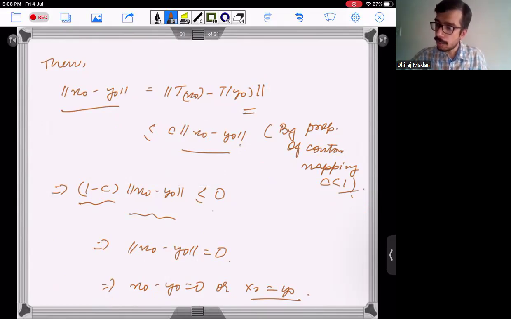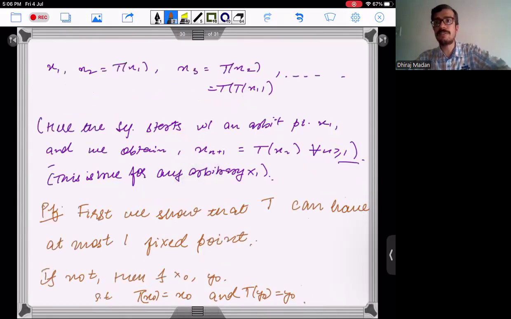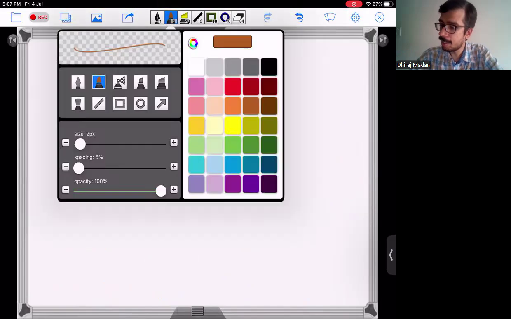Okay. Now let's come to the existence of this fixed point. So how do we prove this existence? Actually, we'll again take that iterative approach. So let's say we start with the sequence. Okay, so let's start with some arbitrary x1.